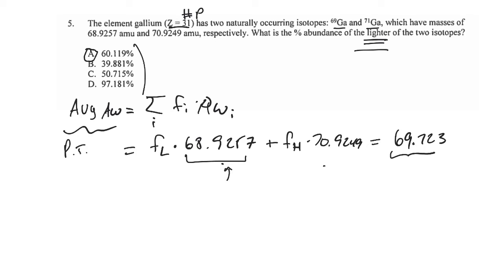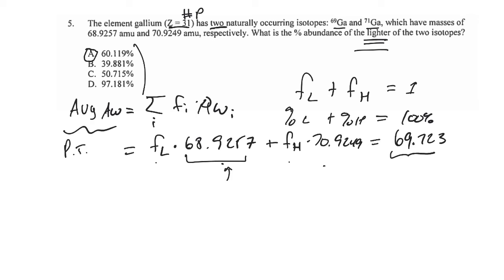Okay, now, if you actually want to solve for this algebraically, the main idea in this problem is since there's only two possible isotopes, then the fraction of the lighter isotope plus the fraction of the heavier isotope must equal 1. Or the percent of the light plus the percent of the heavy must equal 100%, since there's only two. That's what we get from there only being two naturally occurring isotopes.